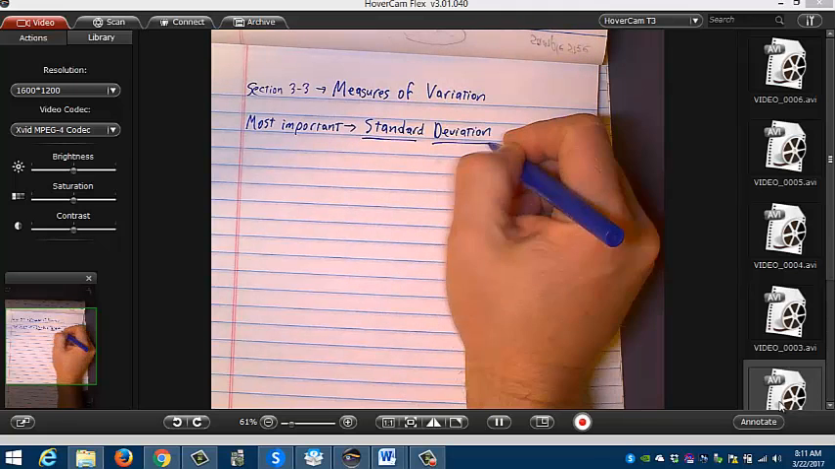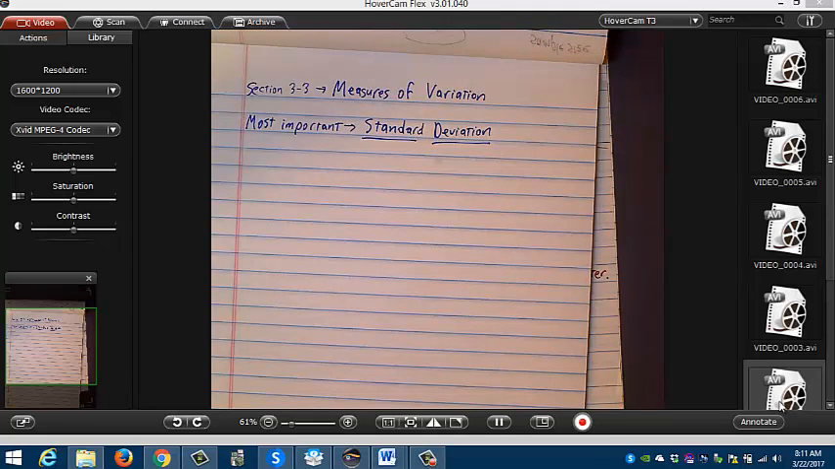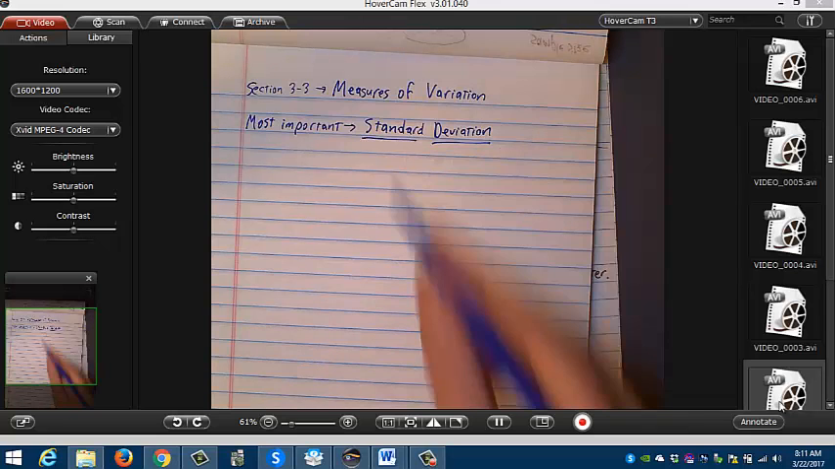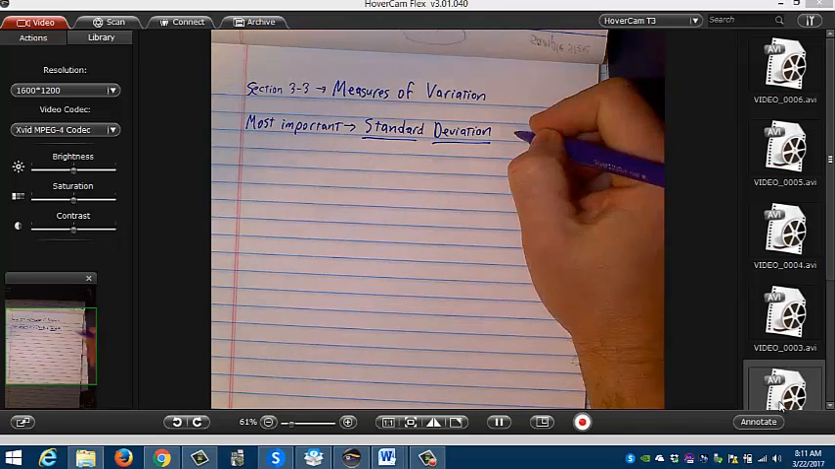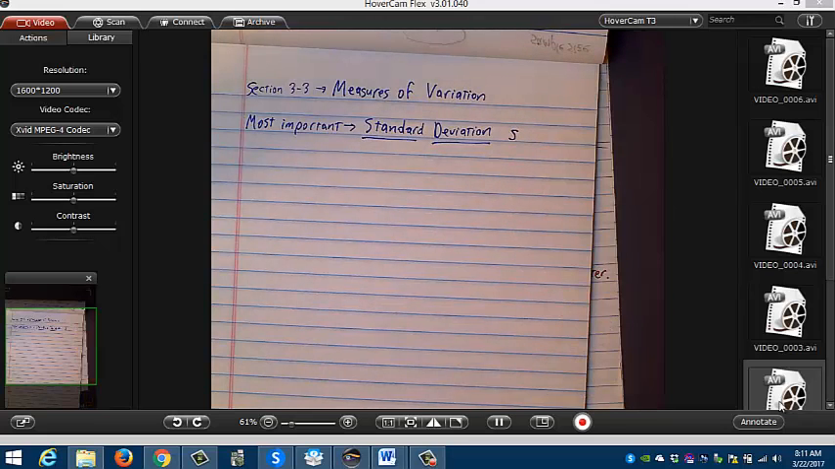So that's what I'm going to try and get across: what exactly that is. It's a number associated with a sample, because it's a statistic. By the way, the symbol for the standard deviation is going to be a lowercase s. Just like x bar is going to be the center of the data.